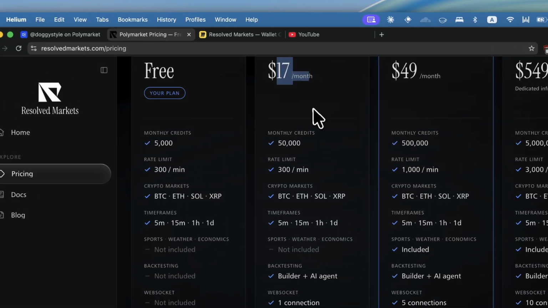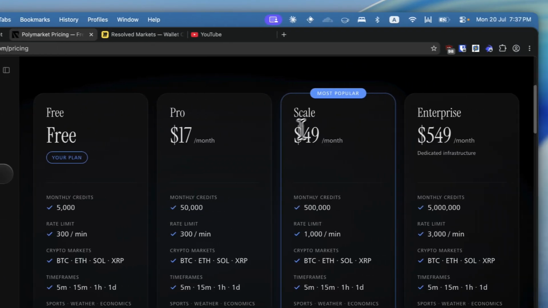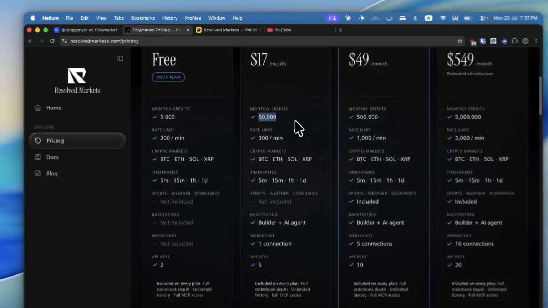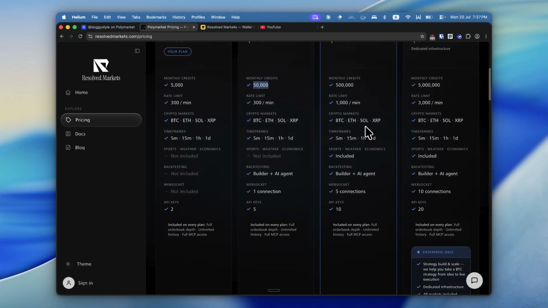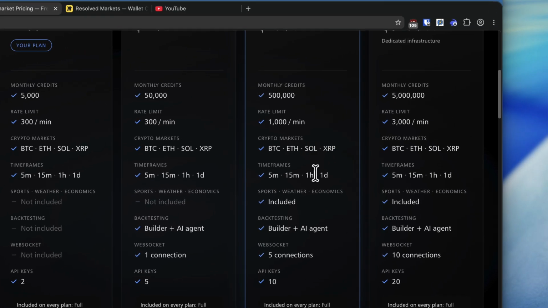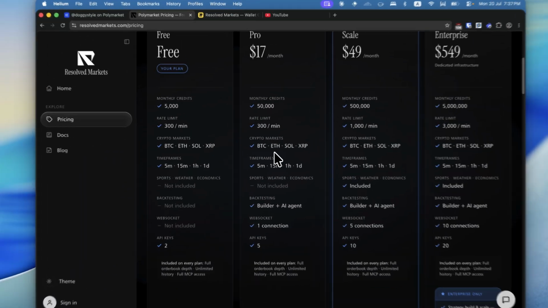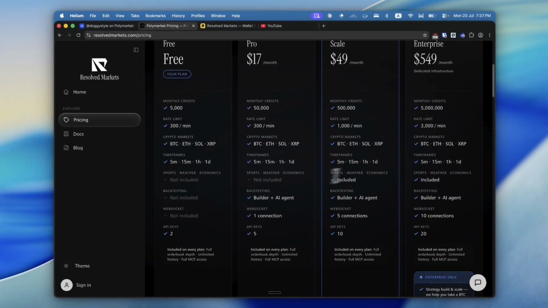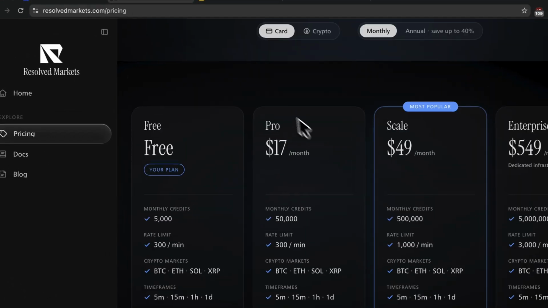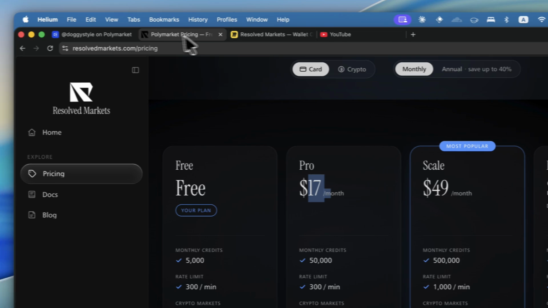So it's $70 a month, so you can just get that. No need to get the scale plan. You get 50,000 credits. That's more than enough to try it out. If you want weather data or something of that sort, then you can probably try the scale plan. But if you're just doing it on crypto markets, then $70 is, I think, pretty cheap.